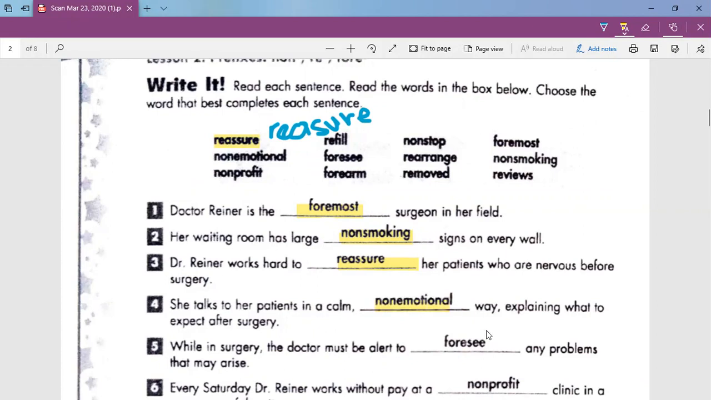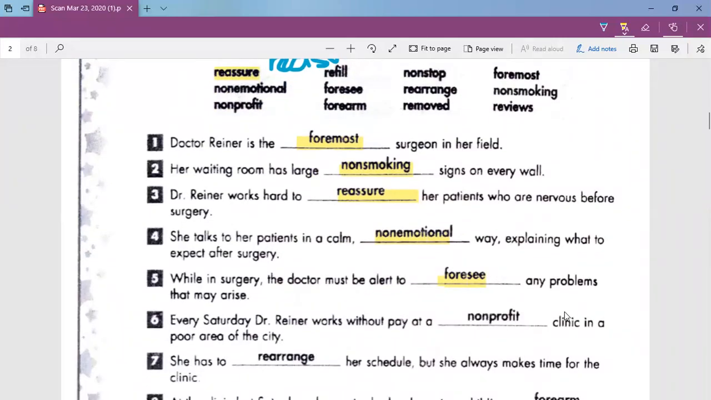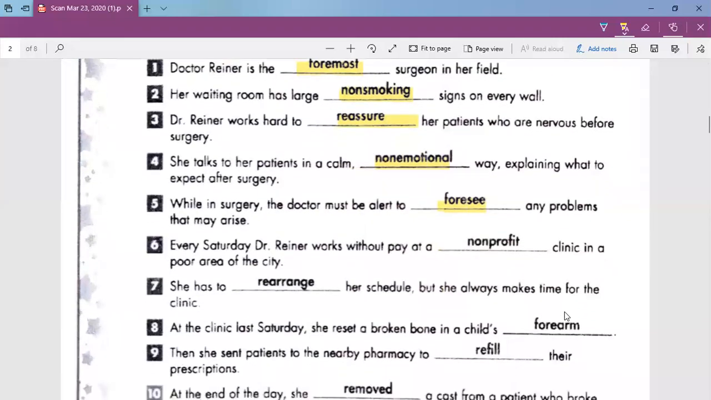Raise your hand if you want to read number five. Loani, go ahead. While ensuring the doctor must be alert to foresee any problems that may arise. Thank you very much. So it's going to be 4C. Remember, fix the ones that you may have incorrect, okay? Let me move this a little bit. Let me scroll down. All right.